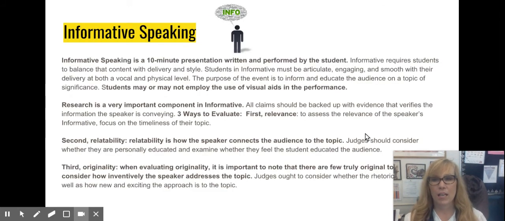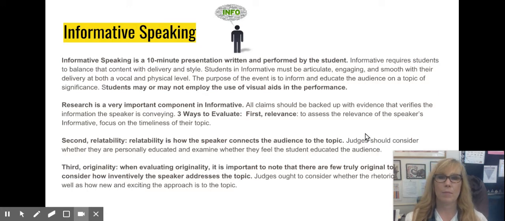All right. Informative speaking is a relatively new event, but it's being pushed a little more since the NSDA has come out with it. Informative speaking is a 10-minute presentation written and performed by the student. Informative requires students to balance that content with delivery and style. Students in informative must be articulate, engaging, and smooth with their delivery at both vocal and physical level. The purpose is to inform and educate the audience of a topic of significance.